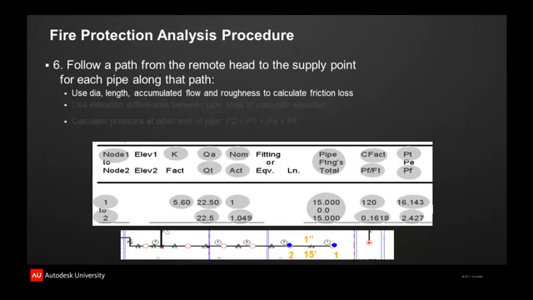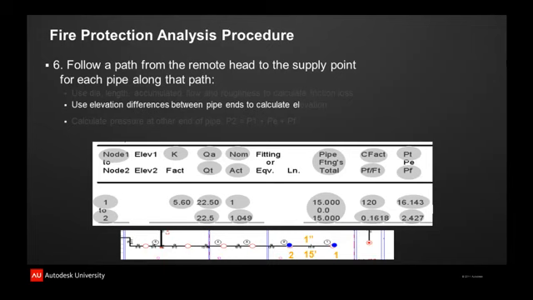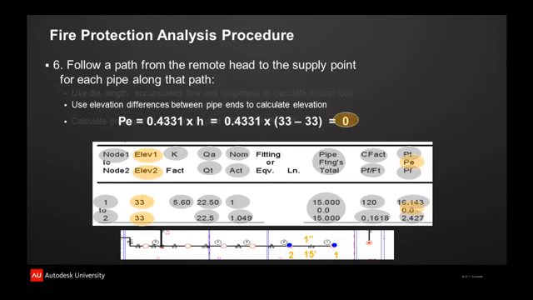The next section of step 6 then is to use the elevation difference between the two ends of the pipe to calculate the elevation pressure between the two ends. End 1 is at 33 feet, end 2 is at 33 feet, and so the formula is 0.4331 times the height difference, in this case 0, and so the elevation pressure required is 0, and we write that on our form and show it in the formula.